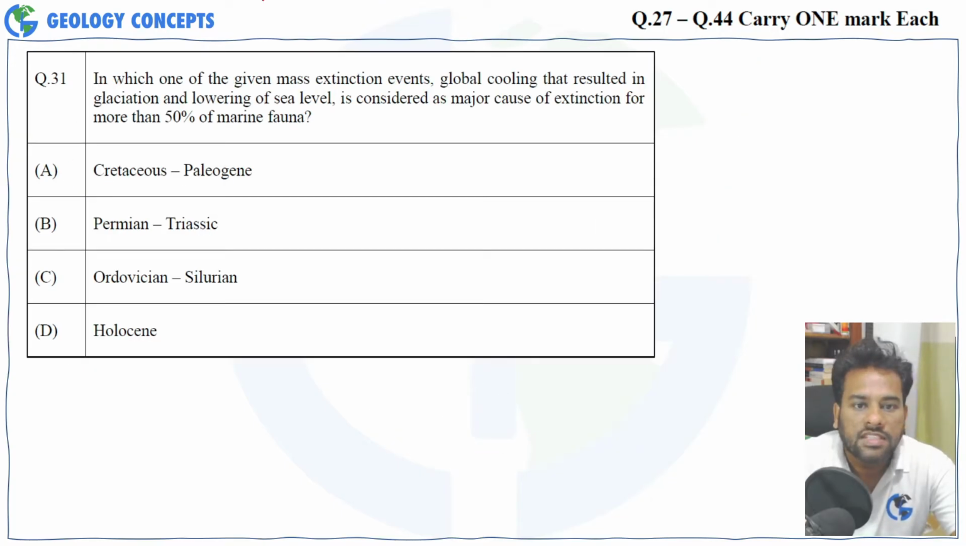In which of the following given mass extinction events is global cooling that resulted in glaciation and lowering of sea level considered a major cause of extinction for more than 50% of marine fauna? A is the KT extinction, Cretaceous-Paleogene extinction, where an asteroid impact was the reason, so this is not the correct option. Permian-Triassic, increasing temperature was the reason, so B is also not correct. Ordovician-Silurian is a global cooling type of mass extinction in which the sea level fell, and therefore most of the marine fauna got exposed out of the ocean and got extinct. So C is the correct option.